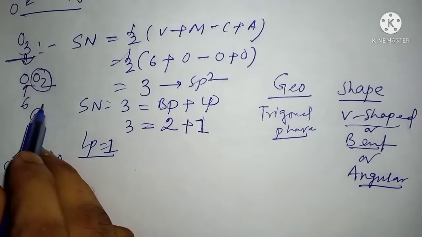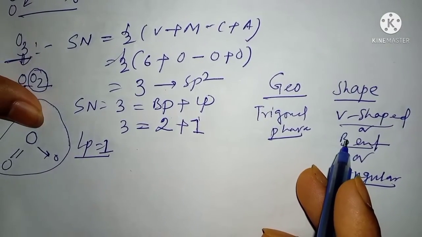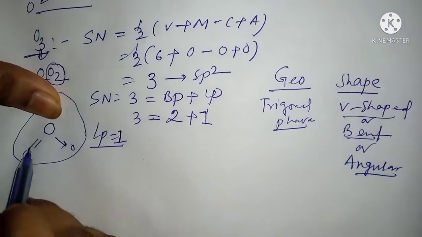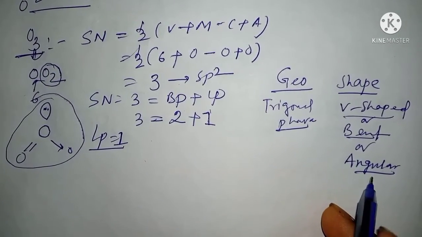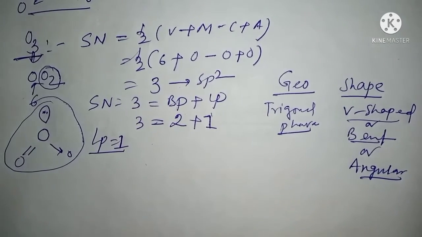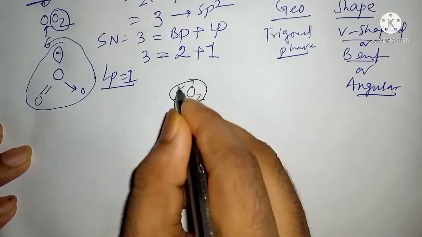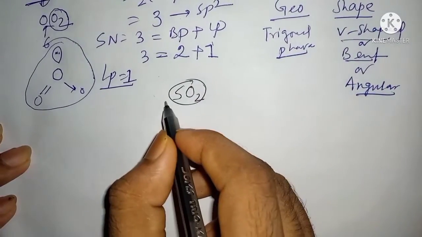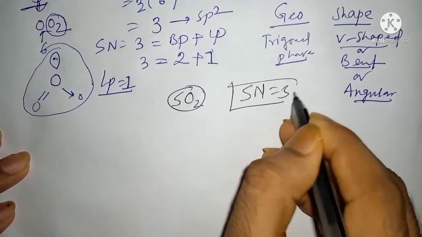This is the trigonal planar geometry, but for shape determination the lone pair is not considered, only the bond pairs. So this is V-shaped, bent shaped, or angular shaped. And the bond angle will change because of VSEPR theory. Next day I will discuss it. Another example, SO2, is similar to O3, you will try. So this is all about steric number 3. Next I will discuss steric number 4.